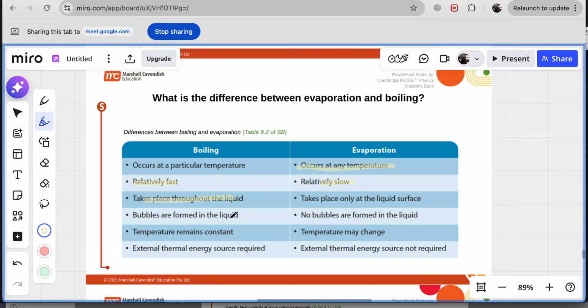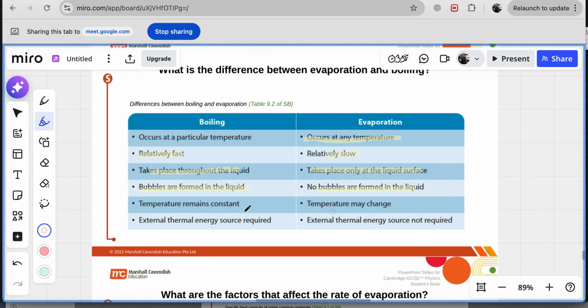Now, bubbles are formed during boiling. When you heat water, you start to hear and see bubbles when water is boiling. Evaporation does not have bubbles. You should be able to explain this. This question is always in IGCSE most of the time, in multiple choice, in paper 4, and so on. You should be able to tell the difference between boiling and evaporation.